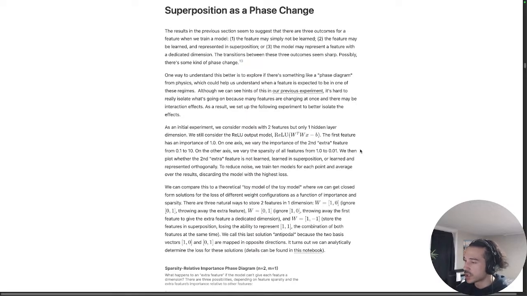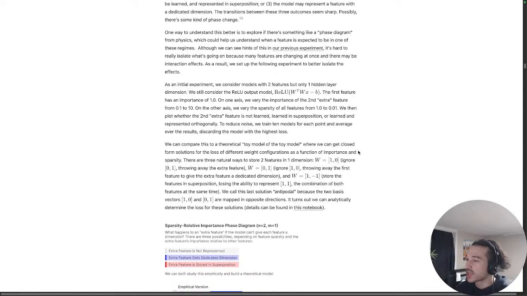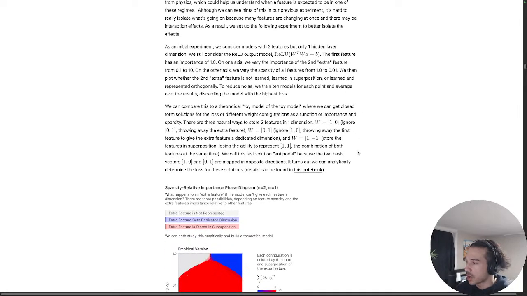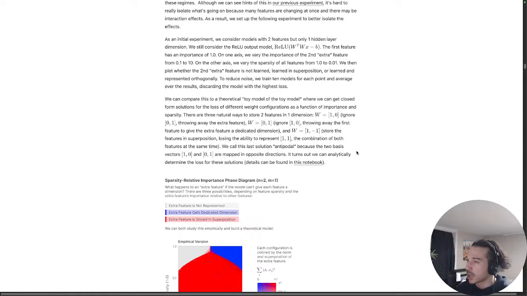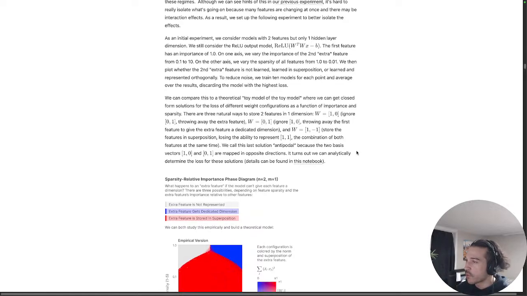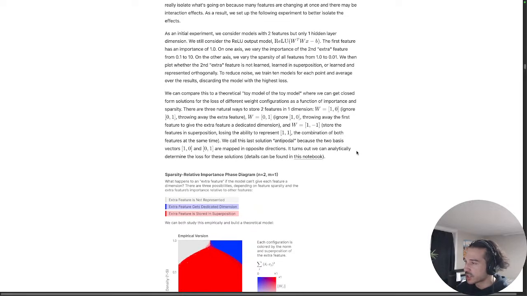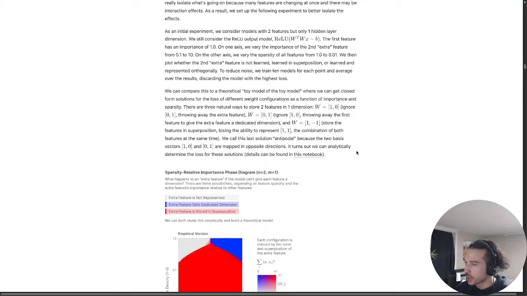To reduce noise, we train 10 models for each point and average over the results, discarding the model with the highest loss. We can compare this to a theoretical toy model of the toy model, where we can get closed form solutions for the loss of different weight configurations as a function of importance and sparsity.